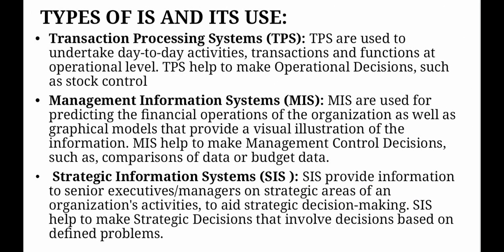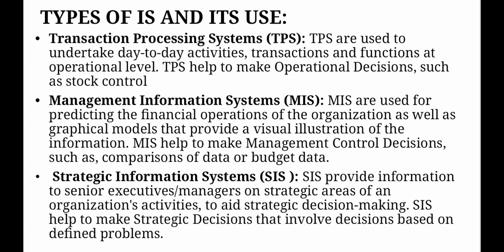Types of IS and its use. So friends, we have 3 types of IS. Those are transaction processing systems, management information systems, and strategic information systems. So friends, transaction processing systems or TPS are used to undertake day-to-day activities, transactions, and functions at operational level. This helps to make operational decisions such as stock control.